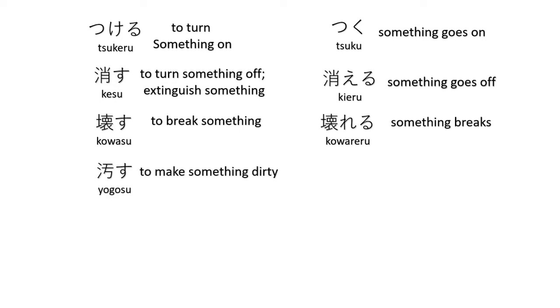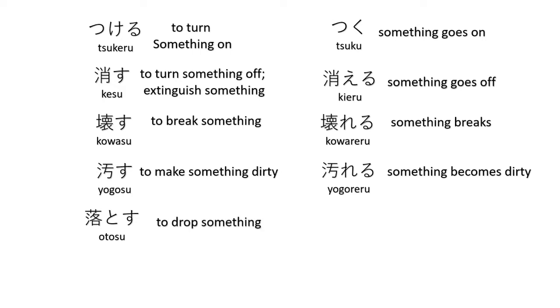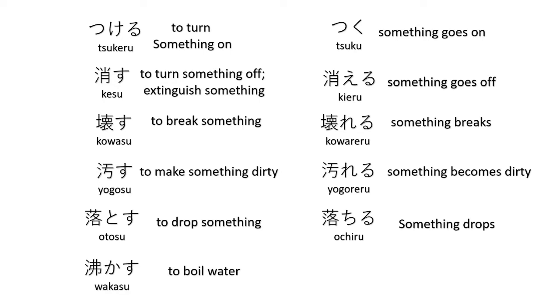Yogosu, to make something dirty. So I made my clothes dirty. Or yogoreru, something becomes dirty. The clothes become dirty. Otosu, to drop something. So you drop a pencil, etc. Ochiru is something drops. Wakasu, to boil water. And waku, the water boils.